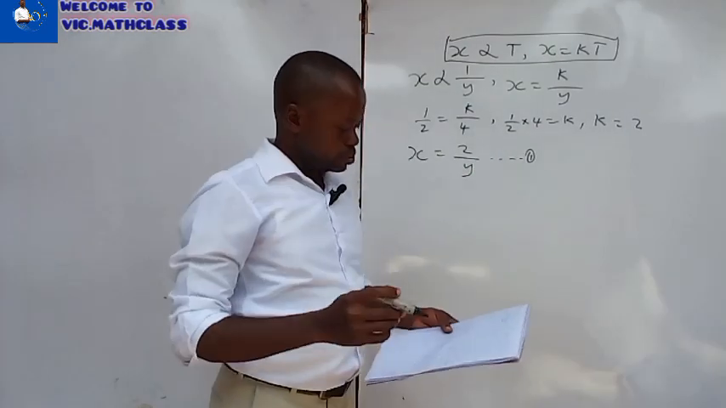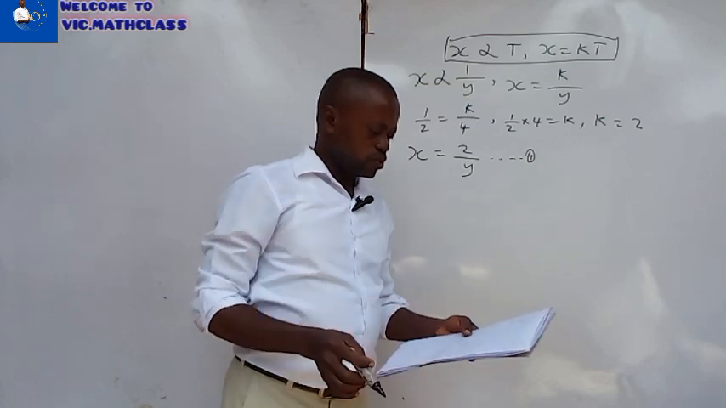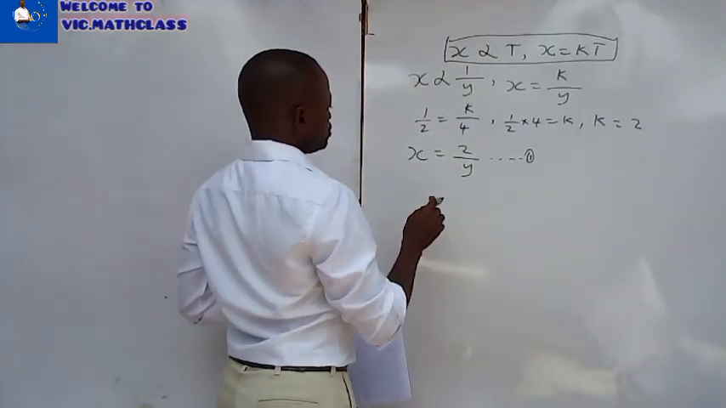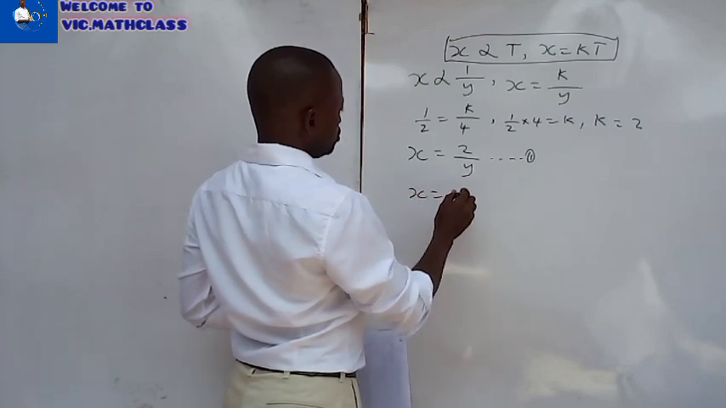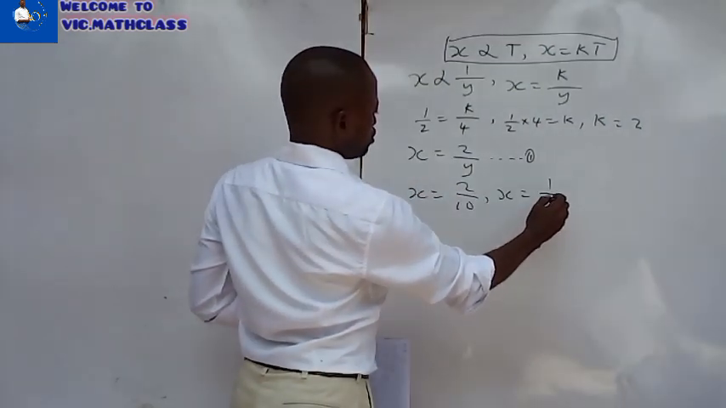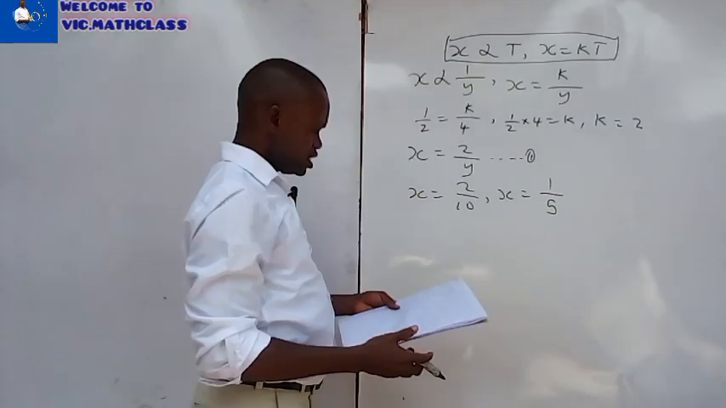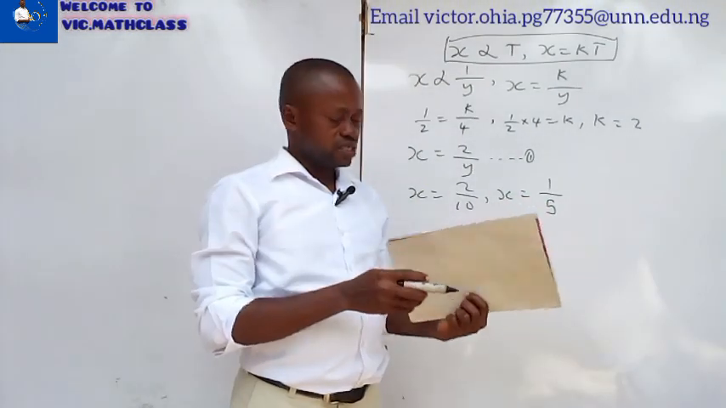I'm going to use it to answer the question: find x when y is 10. So when y is 10, x will be 2/10, and x will be 1/5. That's it. I don't think there's anything else there.